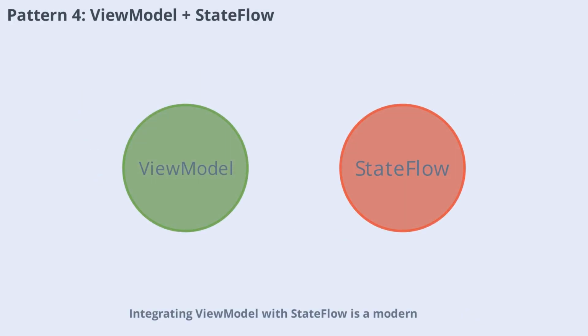Integrating ViewModel with StateFlow is a modern way to manage UI state in Compose. Expose your state using StateFlow in the ViewModel and collect it in your composables. This approach avoids the pitfalls of LiveData and ensures your UI reacts to state changes efficiently. It's a robust pattern for managing complex state and keeping your UI in sync with your data layer.